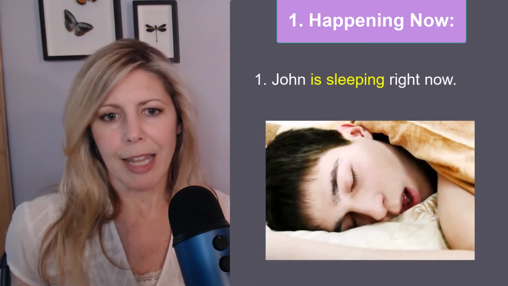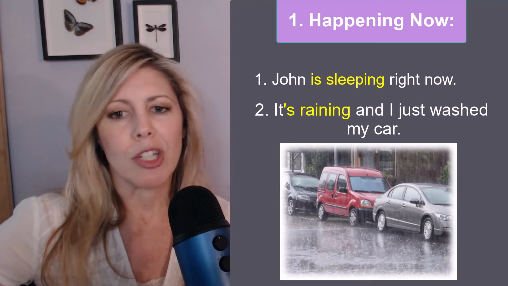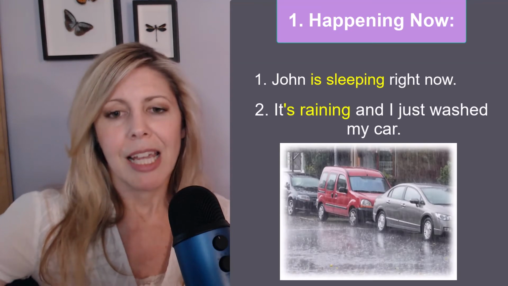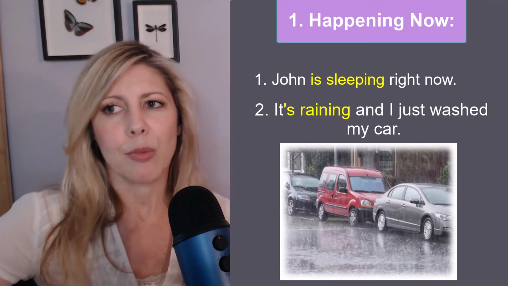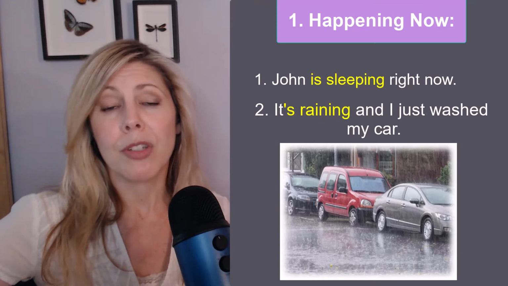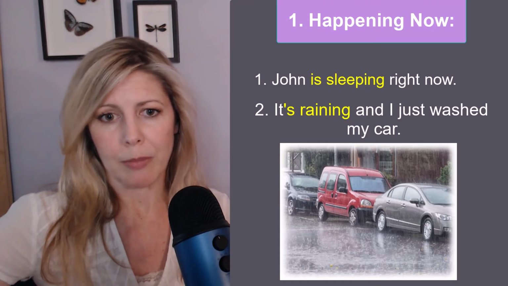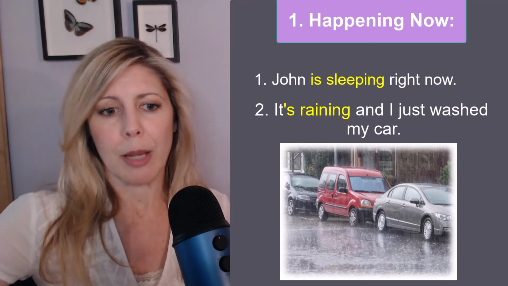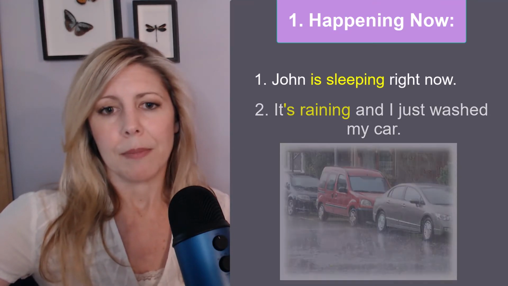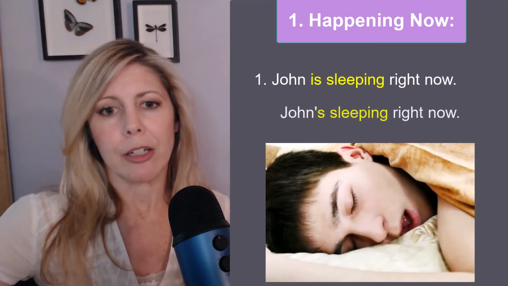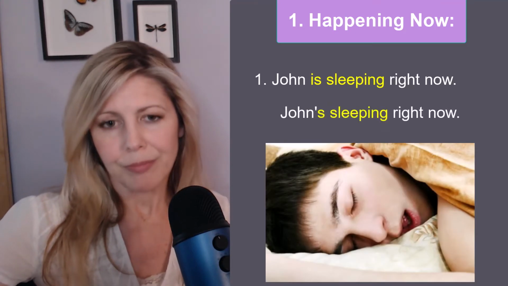So number 1, happening now, talking about the events or state of be happening now. Number 1, John is sleeping right now. It's raining and I just washed my car. Now also, as we look at these, we need to remember that most of the time you're going to hear these sentences in contracted form. So like for number 1, John is sleeping right now. You're going to hear John's sleeping right now.